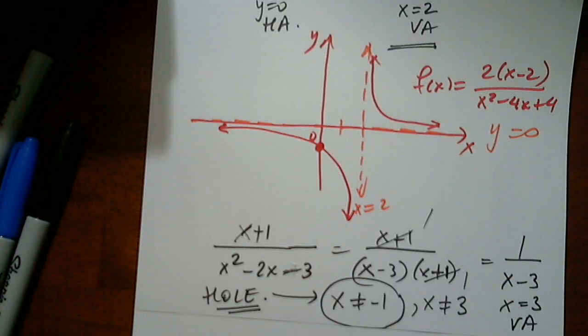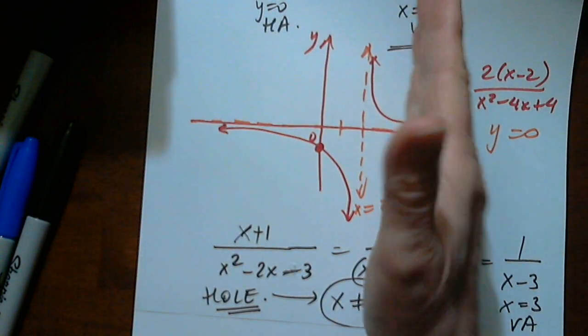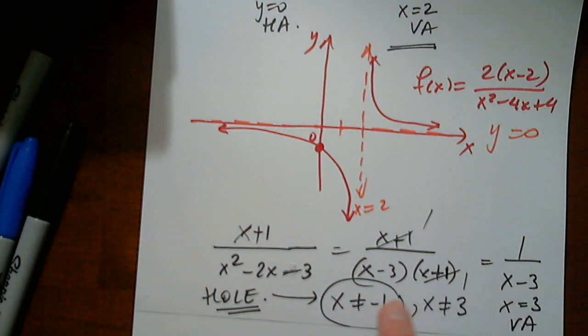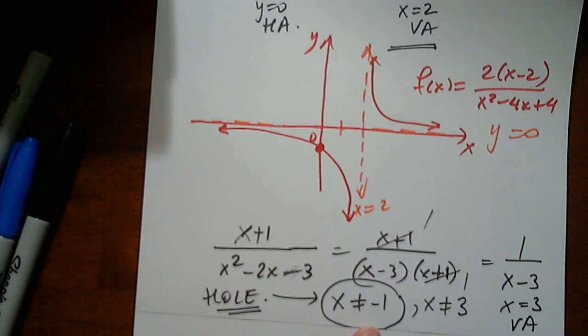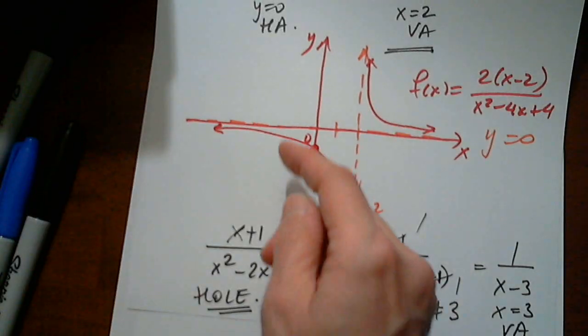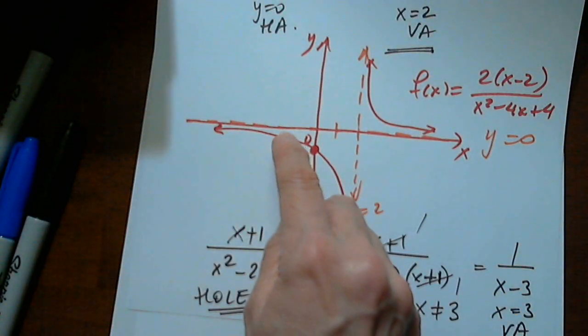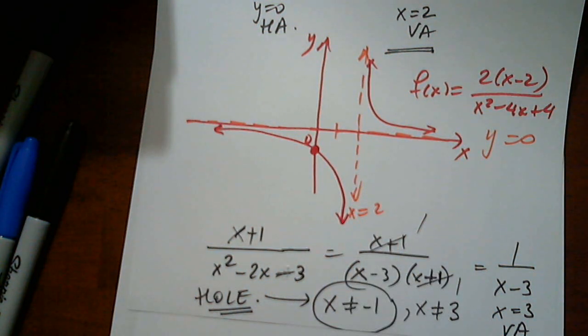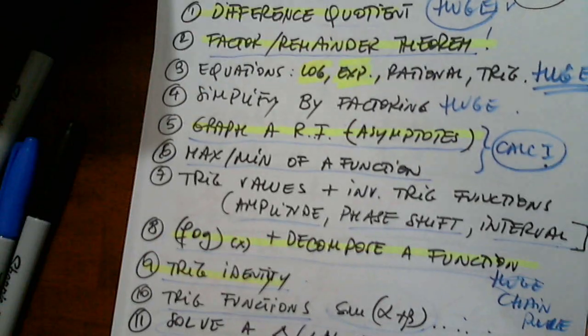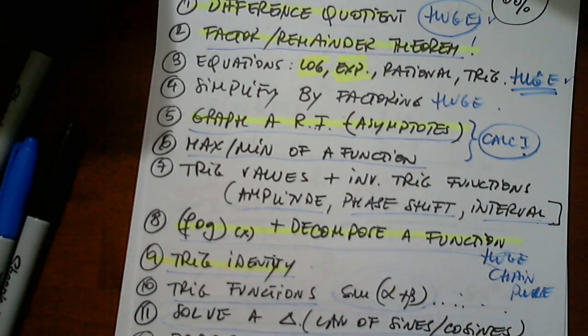How will this function look? Well, it will have a vertical asymptote at 3, but it will have a hole at -1. So right here, (-1, -1/4) will be a hole. Same idea. Okay. Anything else?